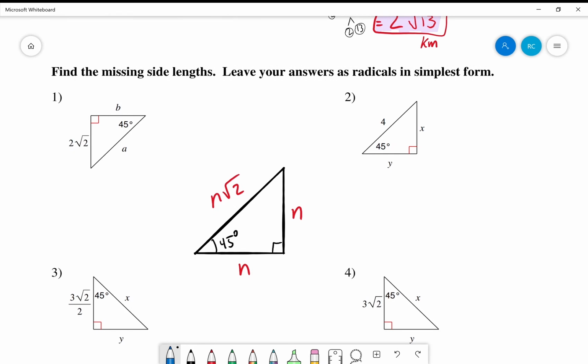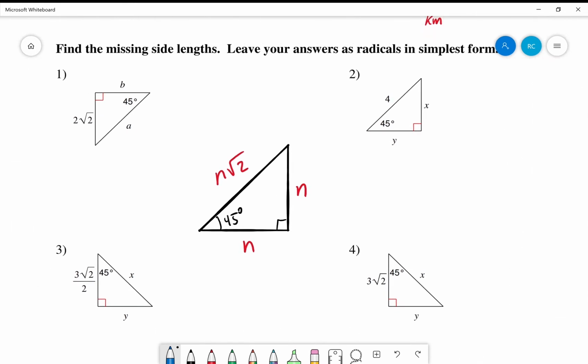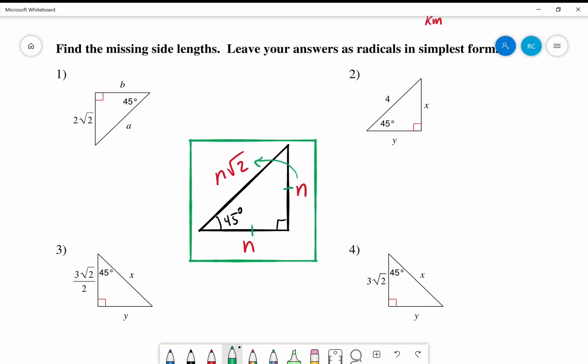I'll make sure to leave a time tag in the comments for these problems. All right, here we have 4 different 45, 45, 90 triangles. All right, and in the center is our notes. These are the ratios. We know that the 2 legs are congruent, and we know that the leg to the hypotenuse is a multiplier of times the square root of 2. Right? That is from a couple videos ago. I will drop a tag right now.